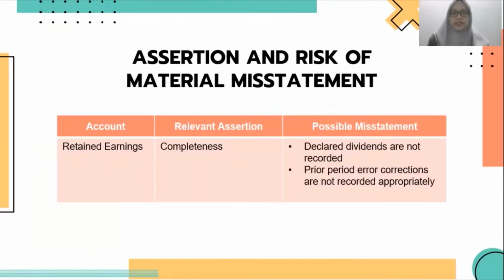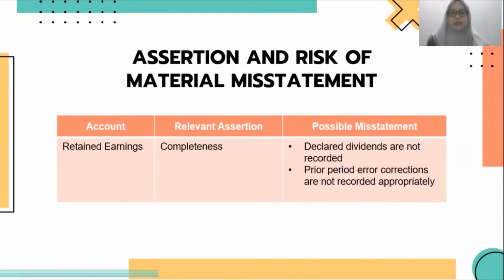I will continue with assertion and risk of material misstatement. When performing an audit of retained earnings, the auditor is usually concerned about the completeness of the transactions. So, they need to investigate this assertion in the retained earnings audit procedure. The completeness assertion is tested to verify whether every transaction and disclosure related to retained earnings is recorded properly.